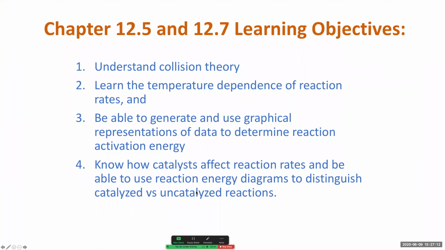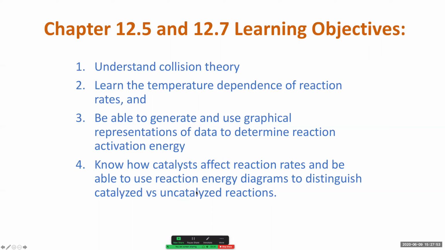So chapter 12.5, first we're going to talk about collision theory. Hopefully you'll understand it at the end of this video, and going to learn about the temperature dependence of reaction rates. Also be able to generate and use graphical representation of data to determine the reaction activation energy. That's an example on the worksheet. And then know how catalysts affect reaction rates. So the topic on catalysts is in section 12.7.